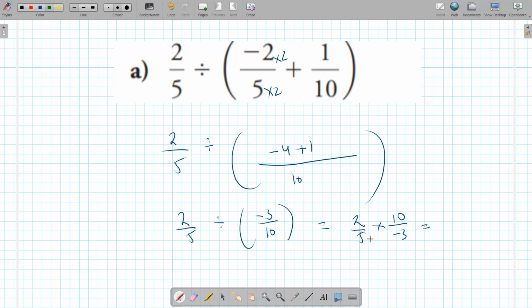So here, you see 5 and 10. 5 goes into itself once, 5 goes into 10 twice. And now you multiply what's remaining. 2 times 2 in the numerator is a 4. And 1 times -3 in the denominator is -3, and that's the final answer.